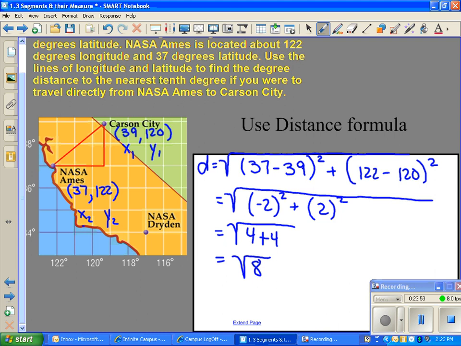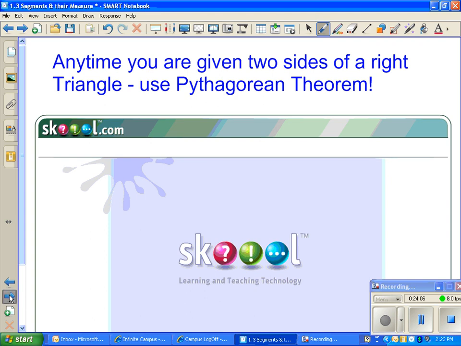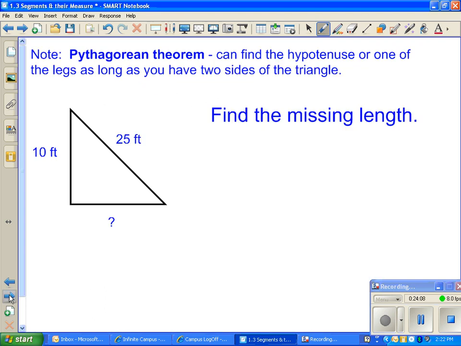Square root of 8. If you wanted to know the actual number, you take that second x squared button in your calculator, type in 8, hit enter. It gives you the decimal form. I'm not going to make you simplify it or reduce the radical, but my CP class will. All right, let's find the missing link.